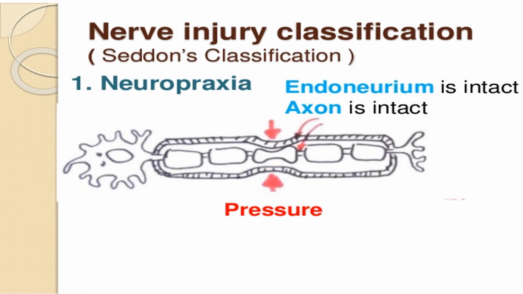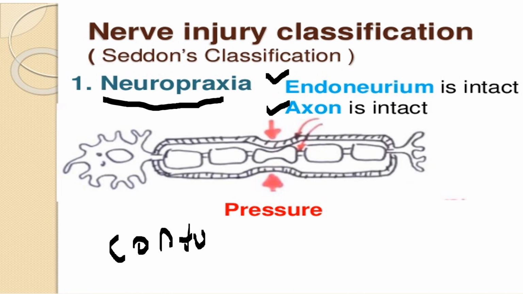In neuropraxia, there is no damage to the nerve fibers, no damage to the axon. This axon is very important. If the axon is intact and the endoneurium is intact, it is known as neuropraxia. It usually occurs in a contusion or compression injury. So when there is outside pressure, but the endoneurium and the axon are both intact, then it is known as neuropraxia.